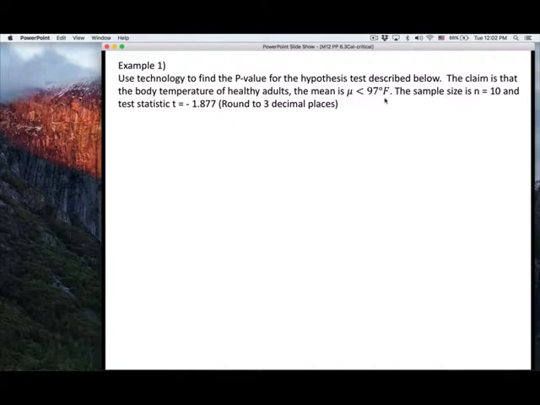So first, I want you to write down the null hypothesis and the alternate hypothesis. The null hypothesis, you should have the mean greater than or equal to 97 Fahrenheit. And the alternate hypothesis should be strictly less than. And then you decide whether it will be left tail, right tail, or two tail. Since we have a strictly less than, we have the left tail test here.